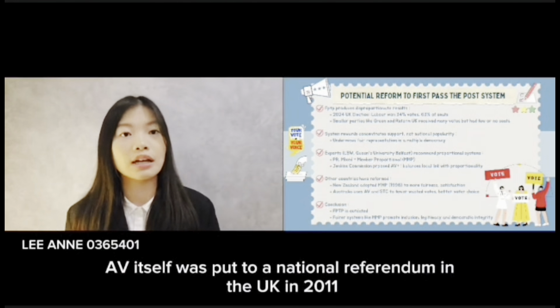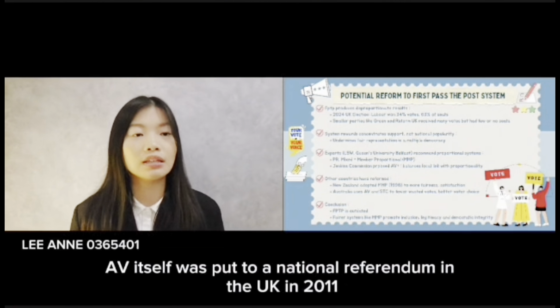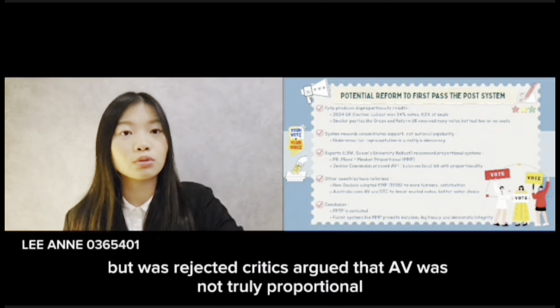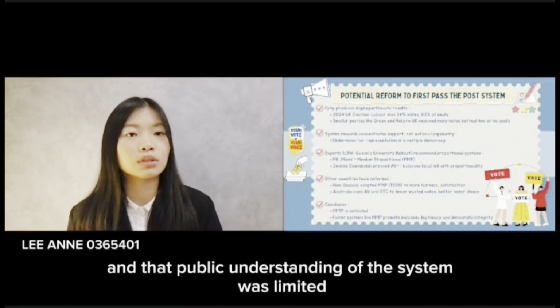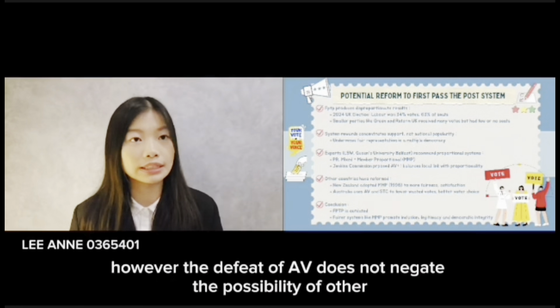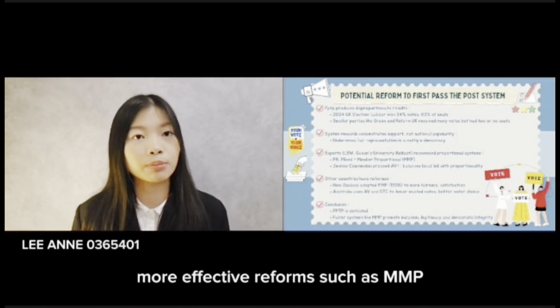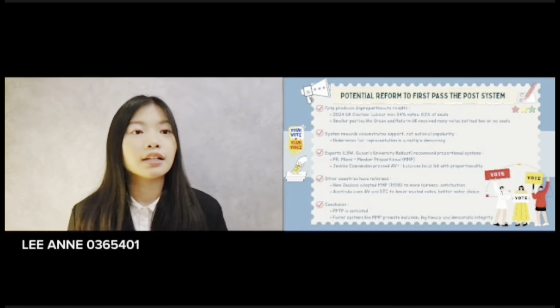The Alternative Vote, AV, itself was put to a national referendum in the UK in 2011 but was rejected. Critics argued that AV was not truly proportional and that public understanding of the system was limited. However, the defeat of AV does not negate the possibility of other, more effective reforms such as MMP, which have seen success in other democracies.